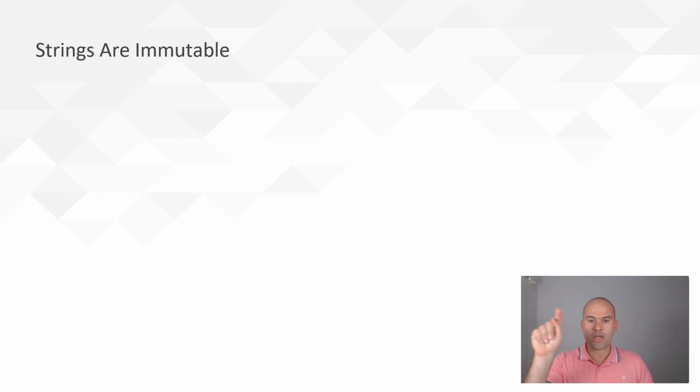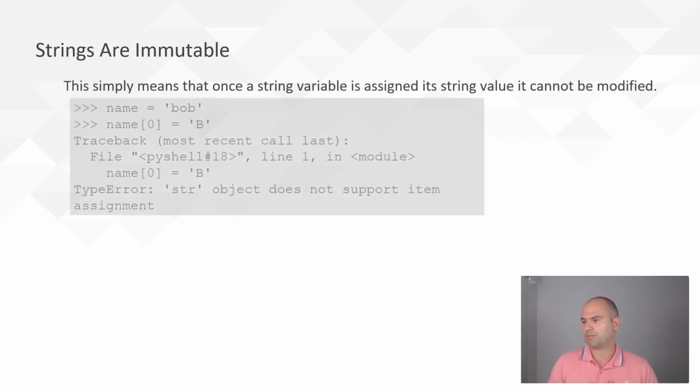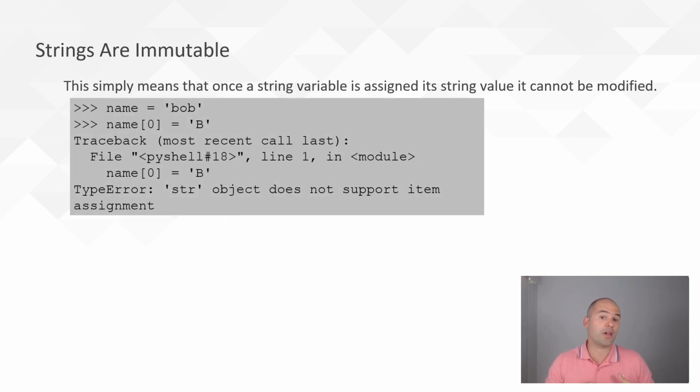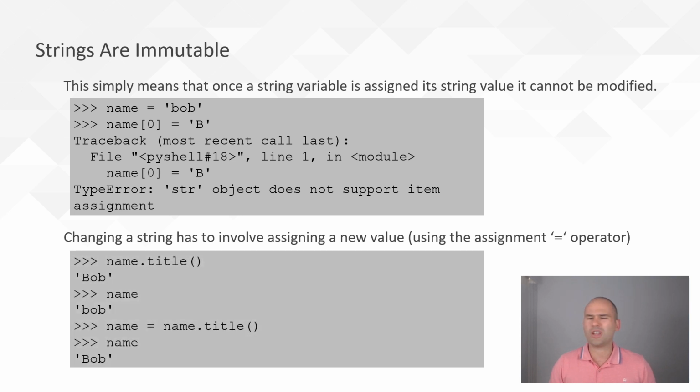Even when we added an exclamation mark in that tutorial, we created a new message. Message equals the message plus one. So let's look at some practical examples of immutability. If we have a string called bob and it's lowercase, and now you want to change it to uppercase Bob, you try to assign index 0 to a capital B, you're going to get an error.